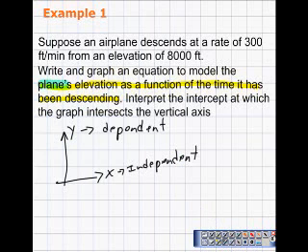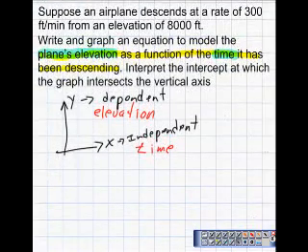The plane's elevation as a function of the time. We could replace these words, as a function of the time, with the plane's elevation as it depends on the time it has been descending. So in this particular problem, time is going to be our independent variable, which we're going to graph on the x-axis. The plane's elevation depends on how long the plane has been flying or descending. So when we graph this, we need to keep that in mind, and when we go to write our equation, we need to keep that in mind.